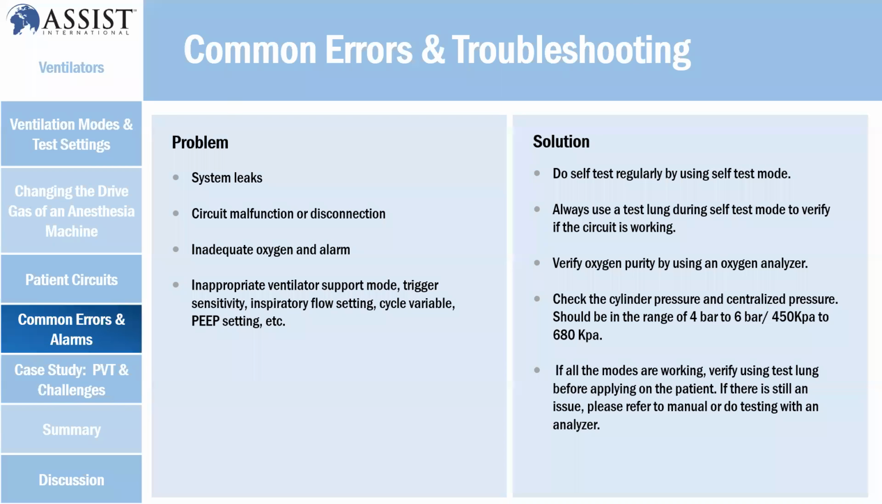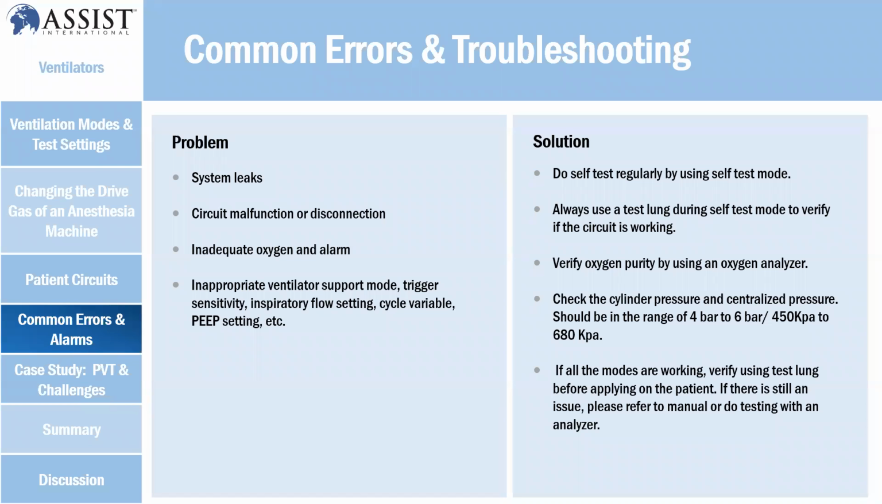And common errors and troubleshooting. It's very common that you're going to see system leak, circuit malfunction or disconnect, inadequate oxygen and alarm, improper ventilator support mode, trigger sensitivity, flow issues, cycle and PEEP issues. These are very common errors that you're going to see. So to make sure things don't reappear again, always do self-test regularly by using the self-test mode. Follow the instructions on the unit.